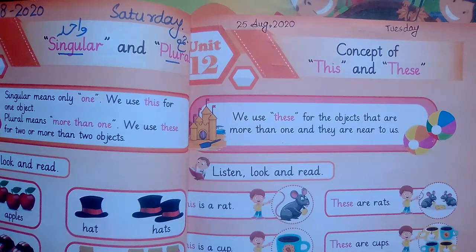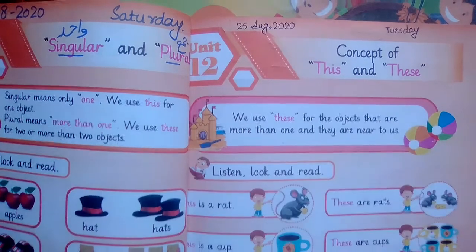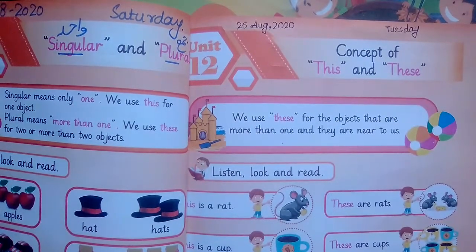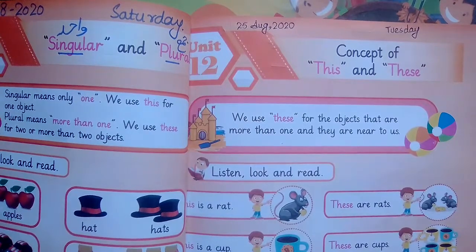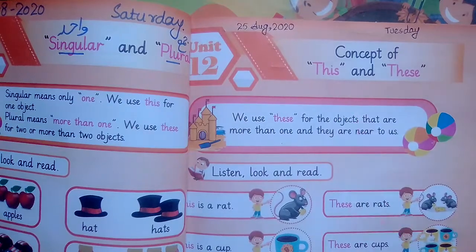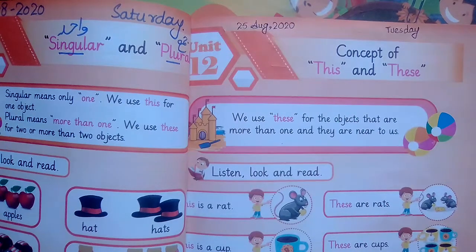Meaning of this and these. This means ye, and also meaning of these is ye. We use this for one object and we use these for more than one or two objects. And we use these for the objects that are more than one and they are near to us. Near to us means करीब जो हमारे होते हैं. We have already learned about this in our previous lectures. Now start reading with me.